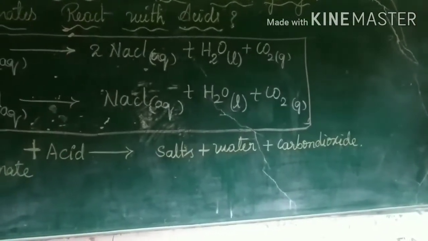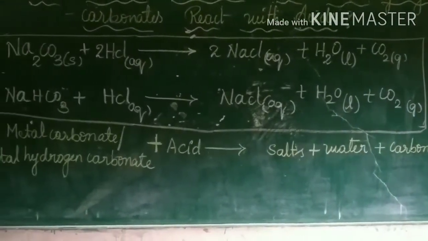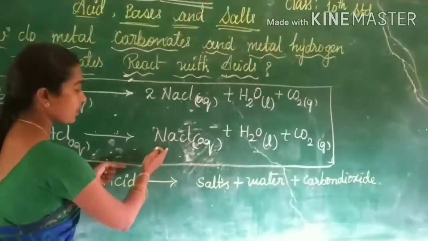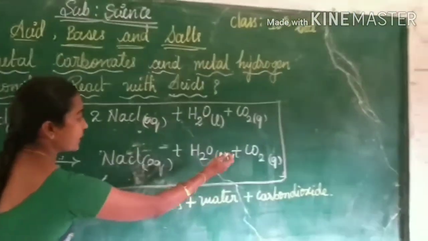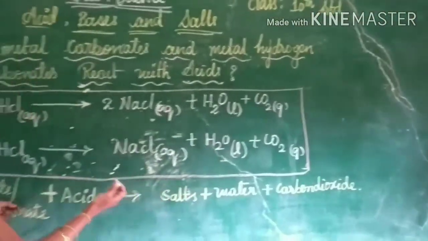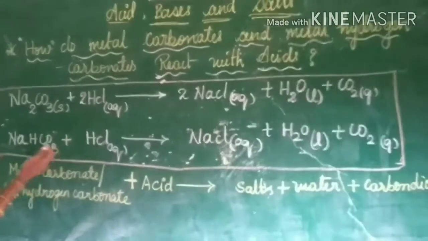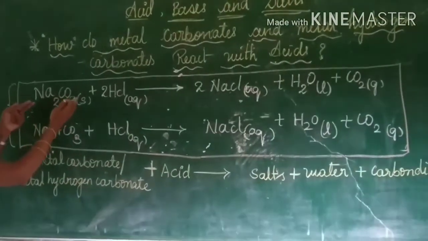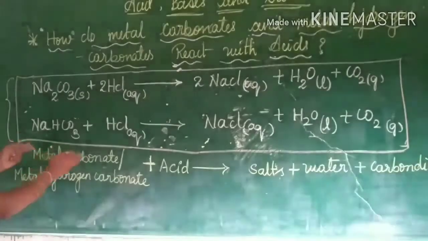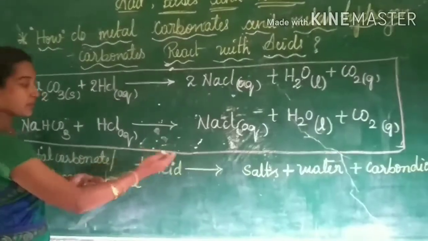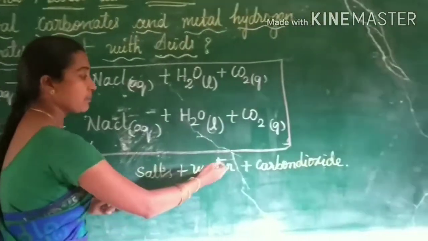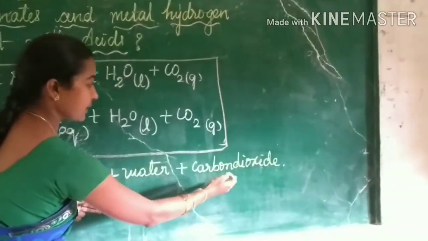Look here, in both reactions, the products formed are the respective salt with water and liberation of carbon dioxide gas. Finally, we come to the conclusion. When a metal carbonate or metal hydrogen carbonate reacts with an acid, it produces the respective salt with water and liberation of carbon dioxide gas.